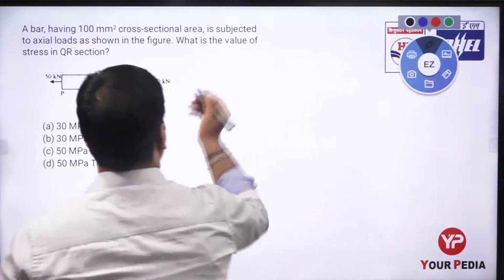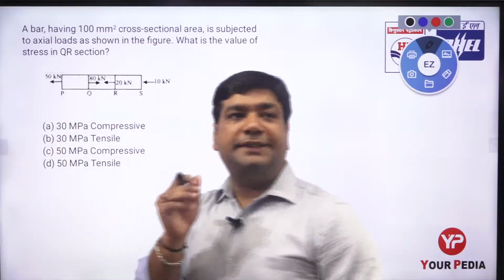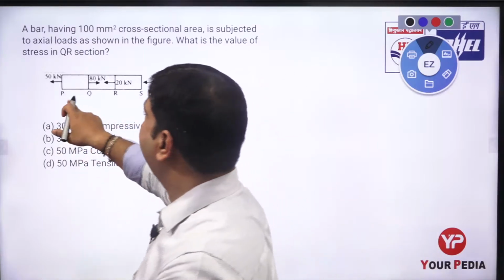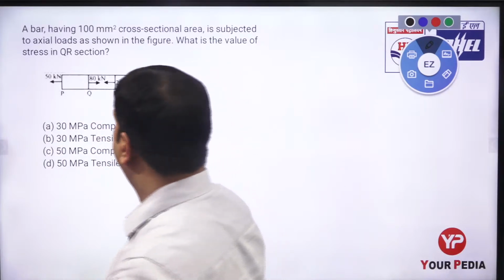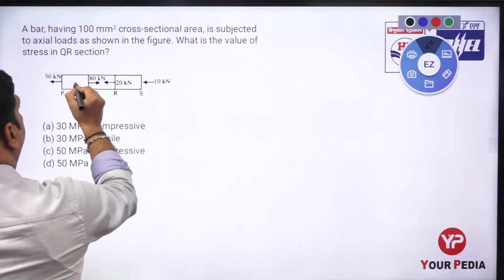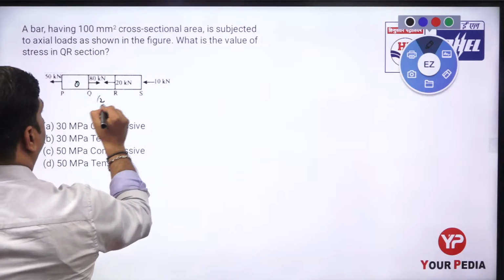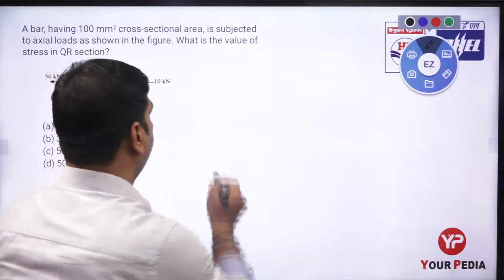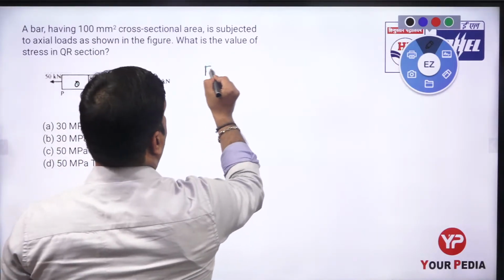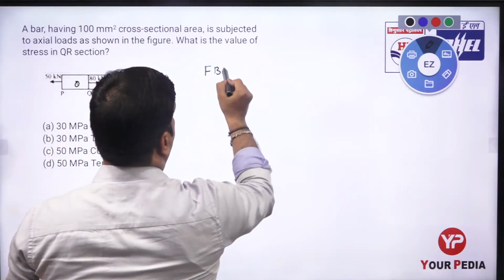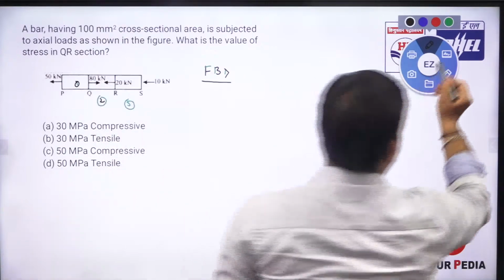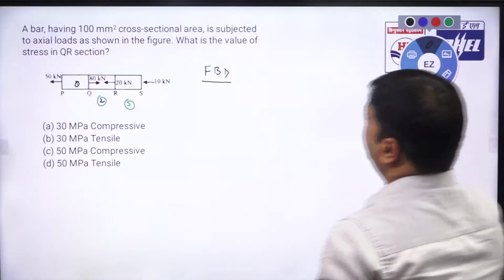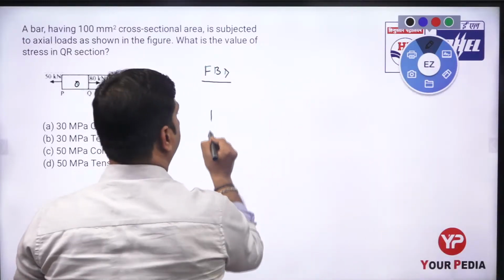So first is the FBD method. In this, we draw the FBD of the different components. Here we see P, Q, QR, and RS. There are three components: the first one is this one, the second one is this, and the third is this. So first of all, we draw the FBD of all three. We are checking this section PQ.